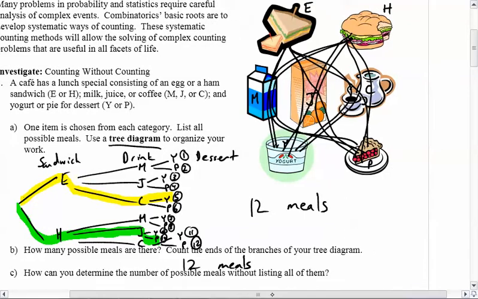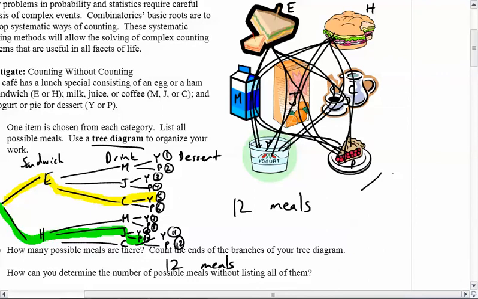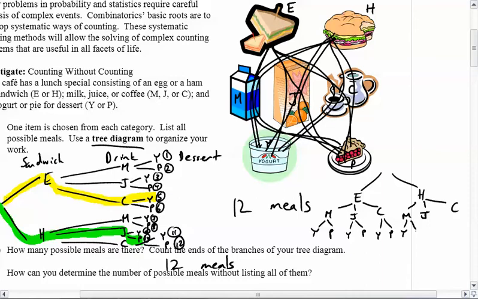So you can do a tree sideways like that, or you can do it vertically. So it'll be like E, H. Each one has M, J, C. And then Y, P. And you're just counting the ends of the tree to find out how many options you have altogether. I think it's more clear if I write it like this.